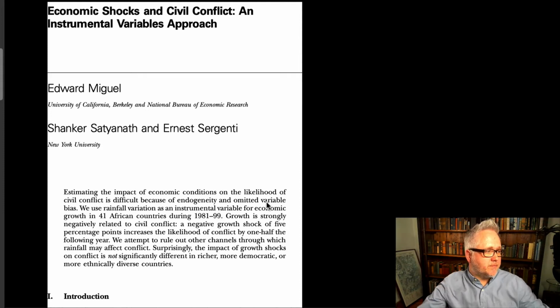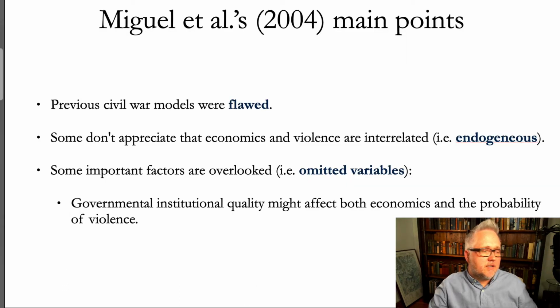Their main point is that previous civil war models were flawed. A lot of writers haven't fully appreciated how much economics and violence are interrelated, i.e., endogenous. Endogeneity is basically a fancy way of saying that the arrow can go the other way, from effect to cause. Think of it like the arrow going the other way in the path diagrams that you did for last week. Or here, whether conflict can lead to greed or grievance, right? Or greed as proxied by GDP, lower GDP, whether conflict can reduce economic capacity.